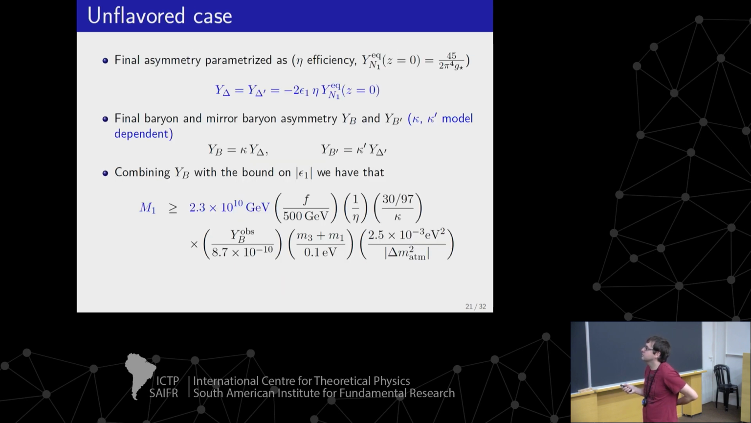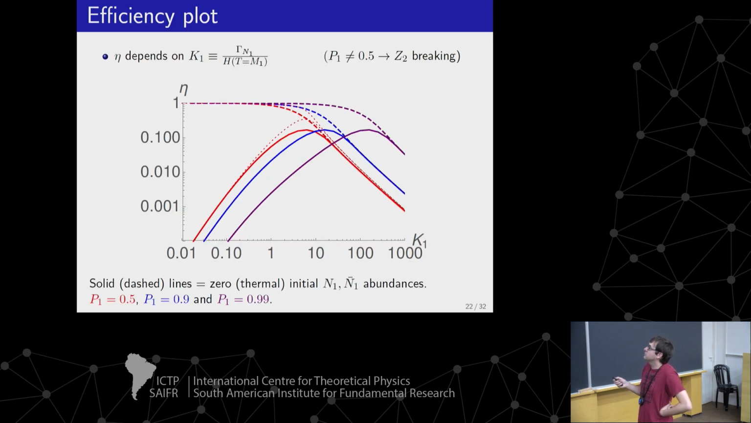The only measured thing in our sector is this, of order 10 to the minus 9, the observed baryon asymmetry. So here we plot, following what people do in leptogenesis, the efficiency as a function of K1, and for different values of P1. So P1 equal 0.5 is the Z2 symmetry case, but then we allow for Z2 symmetry breaking, 0.9 or 0.9999. This curve is for the zero initial abundance, the shape we saw also before. So at the beginning we have no big N's, and here we have a thermal abundance of N.